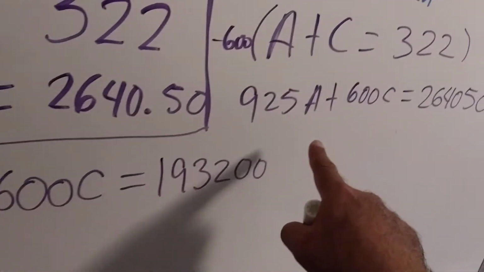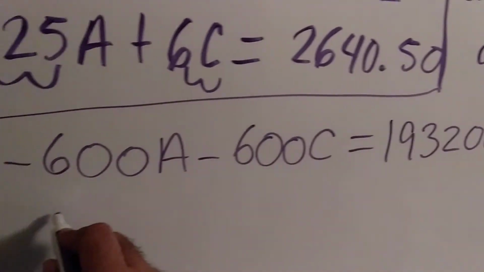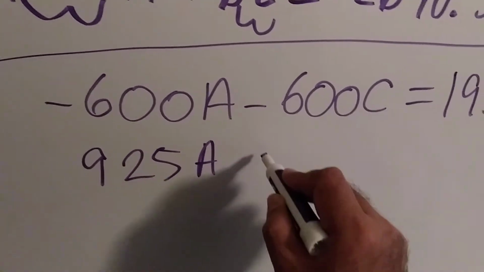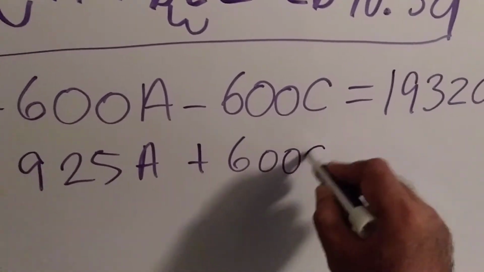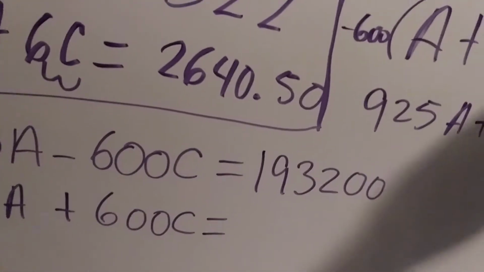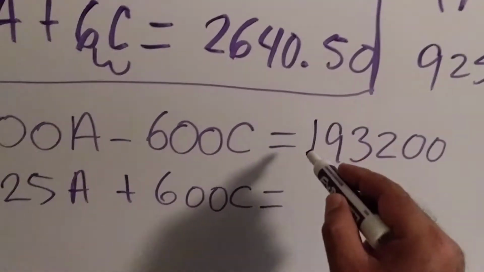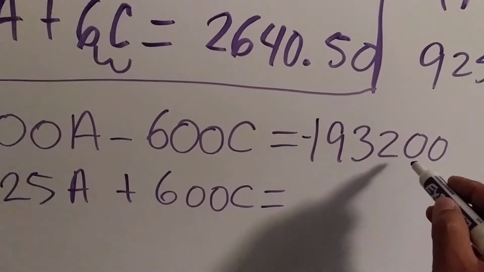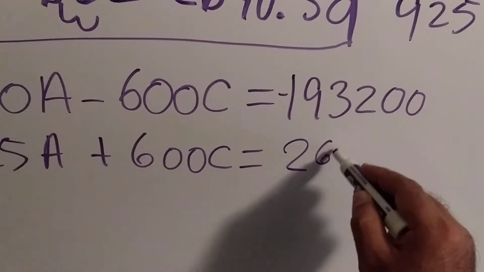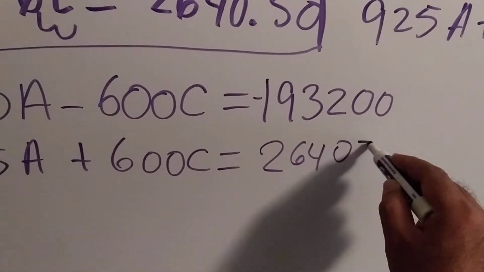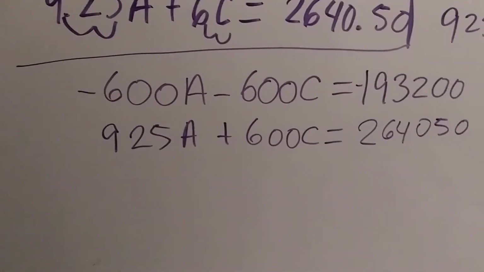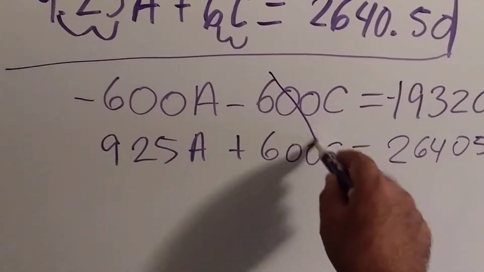And then we just bring down the other values from the first problem. So 925A plus 600C is equal to, oh, and this is a negative, remember? Because we multiplied by a negative, so this is negative 193,200. So we have 264,050. Now this is going to cancel out in the middle, correct?